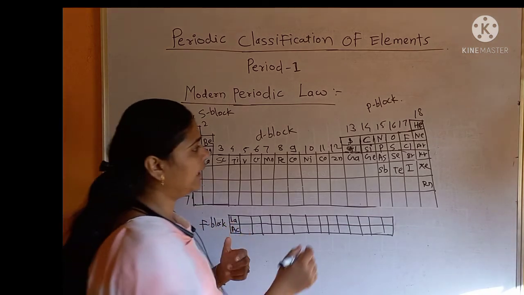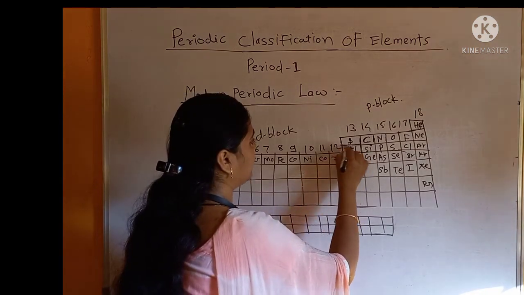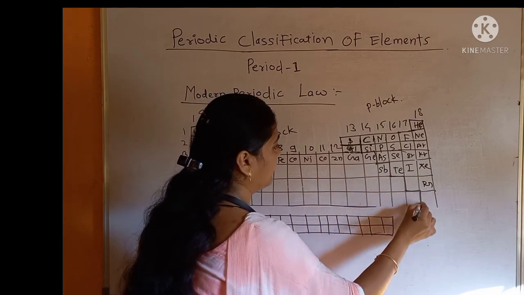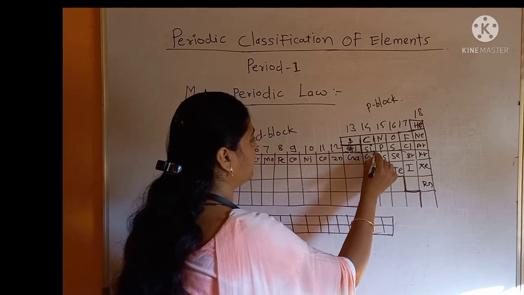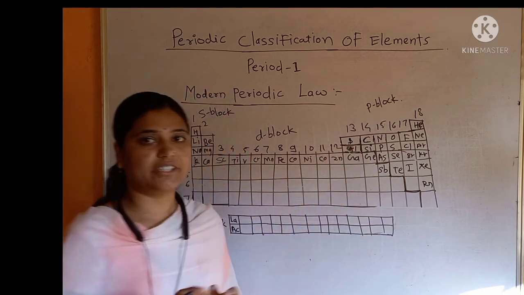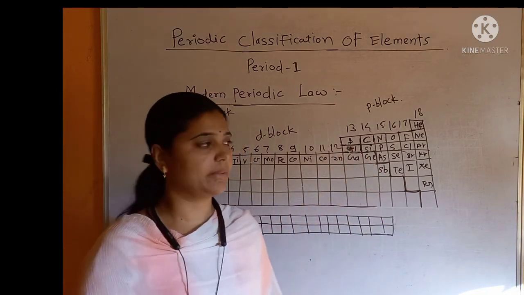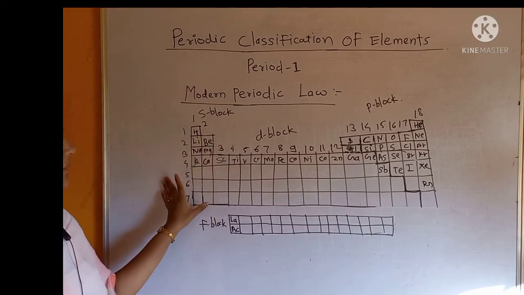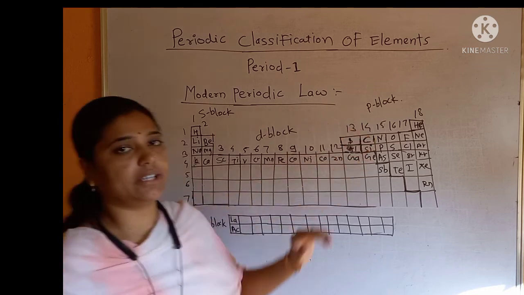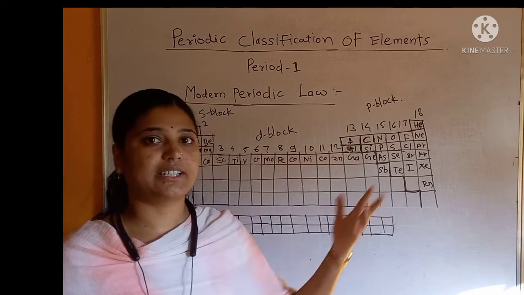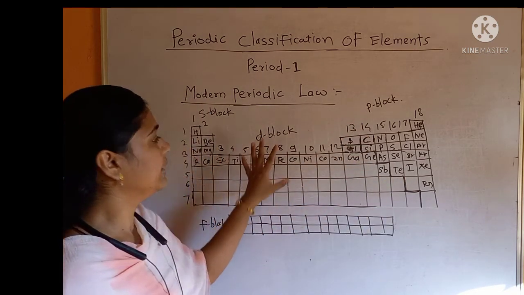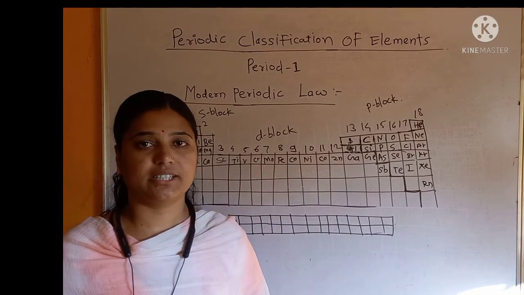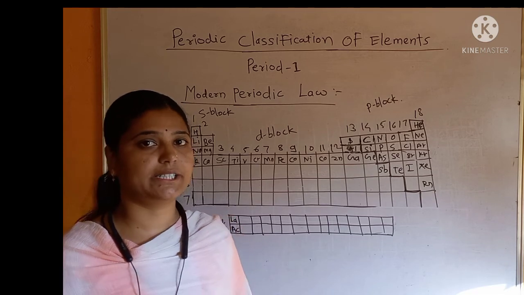And there is one zigzag line present in the P block elements. This zigzag line gives some very important properties of elements. Basically in the S block elements, metals are present. In the P block elements, mostly non-metals are present. In the D block elements, metals are present, but they are called transition elements or transition metals.